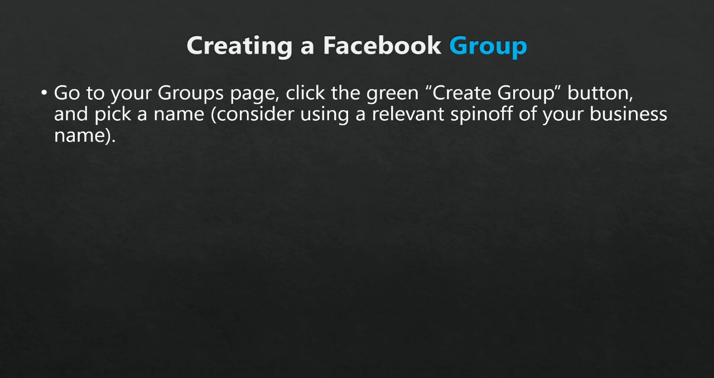You'll first need to name your group. This can be your business name or a spin-off of your business name. For example, if your group is centered around providing special training or advice on using a product, you might call it Your Product Name plus the word Masters, Experts, or Ninjas at the end of it.